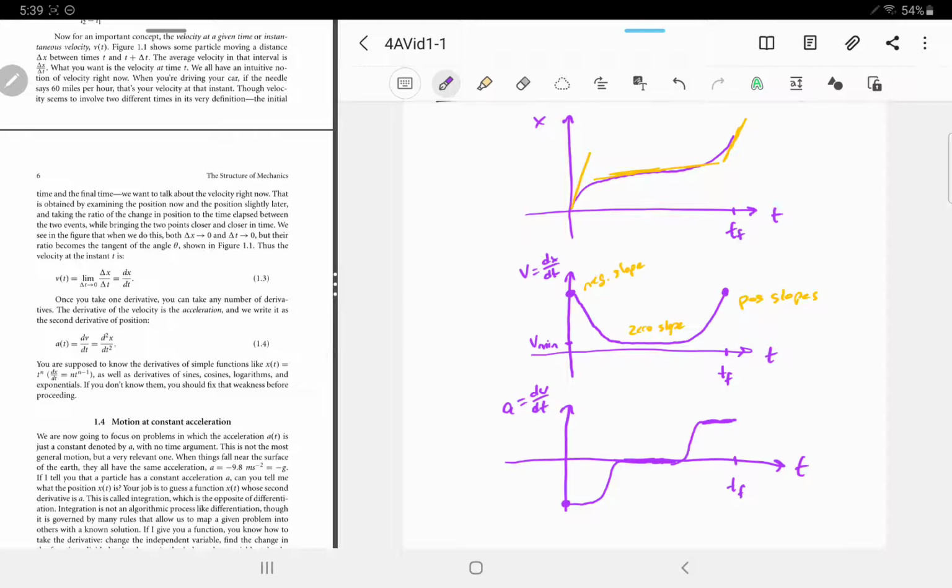So notice how the velocity right here is pretty big. This is v max. And then we're going down in value of v, right? We go down from v max to v min. So v is decreasing in quantity, and so therefore the acceleration is negative. And then 0 acceleration while the velocity is constant at v min, and then as it increases, a is positive.